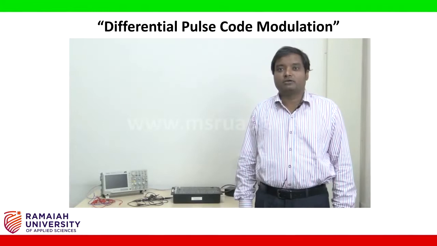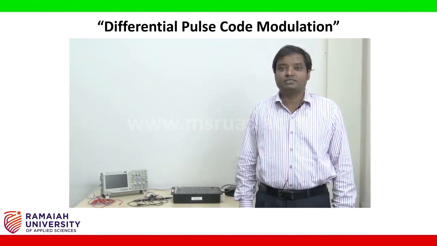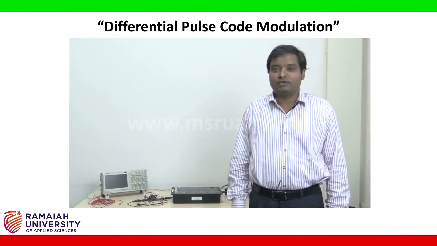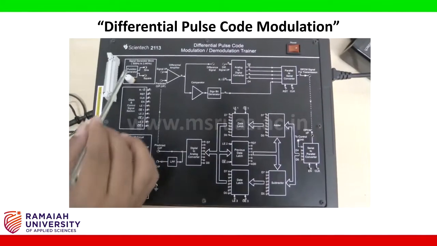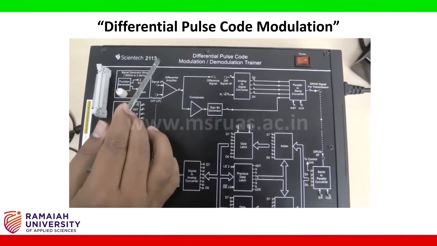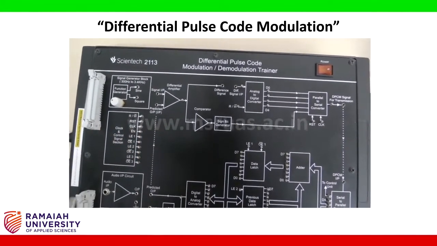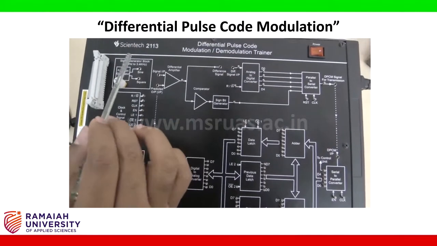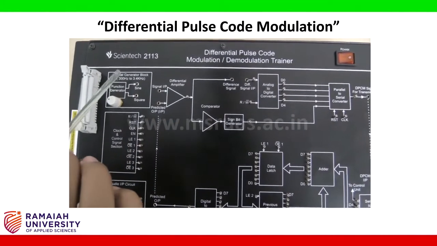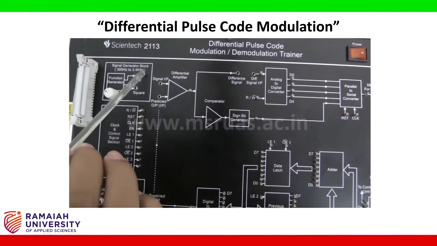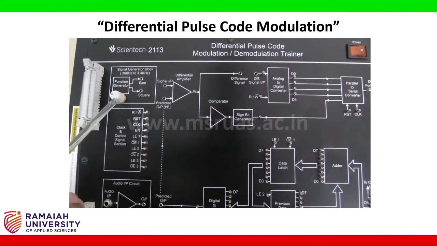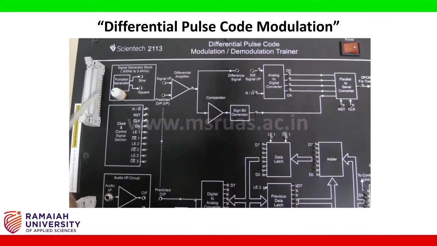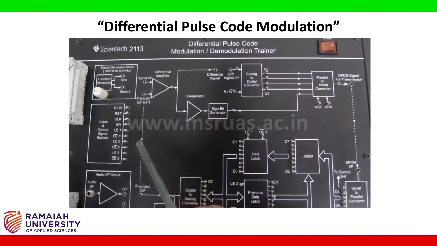Hi students, the current experiment is differential pulse code modulation and demodulation. Here we are using the Syntec 2113 board. Here we have the function generator which can generate between 300 Hz to 3.4 kHz. By using this knob, I fixed it to 1 kHz.